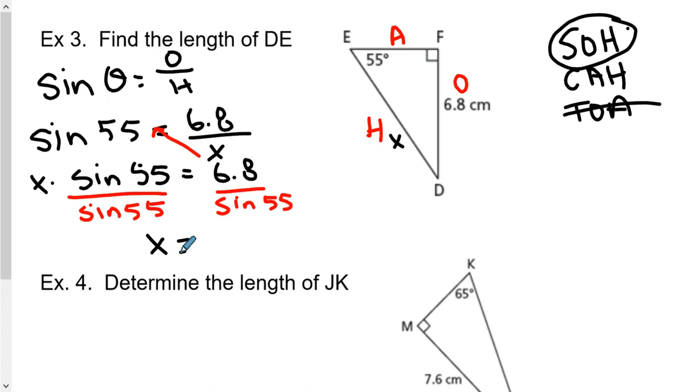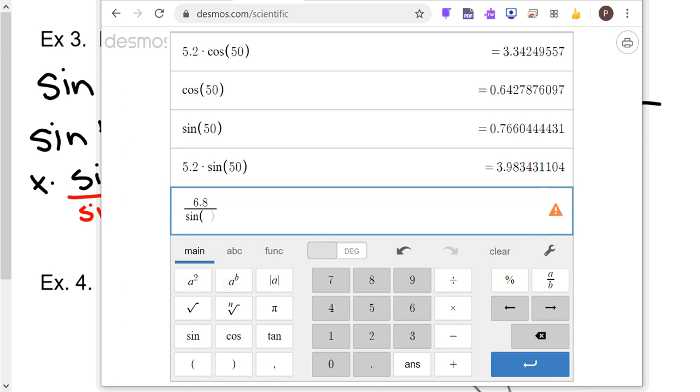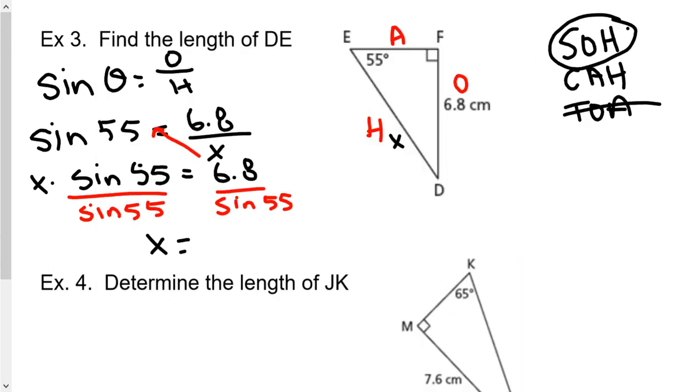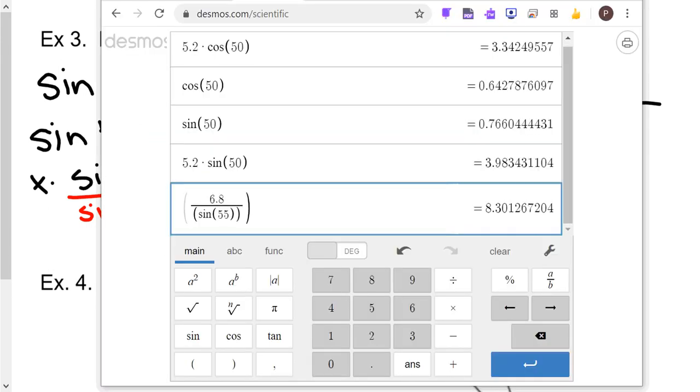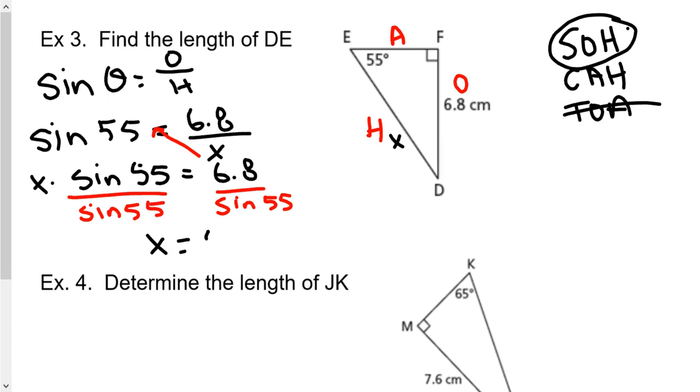So this time I have my opposite side divided by my ratio. On my calculator, I put my opposite side first, divided by my sine ratio. And if you're not using a fancy internet calculator like me, I'd recommend putting brackets before your sine so that it knows this whole thing is in the denominator. Our angle was 55 degrees. And we get a length of 8.3. So 8.3, look at our units. Looks like it's centimeters.